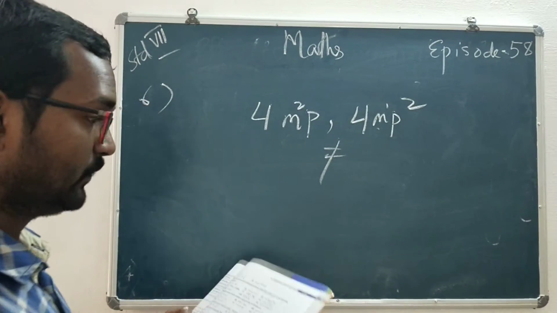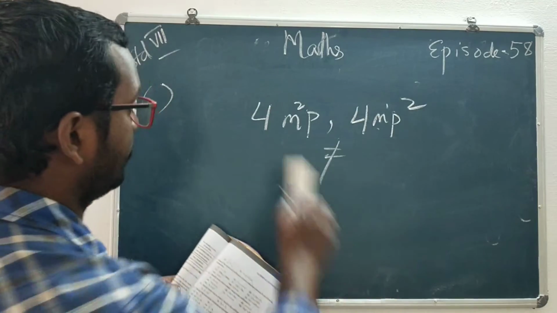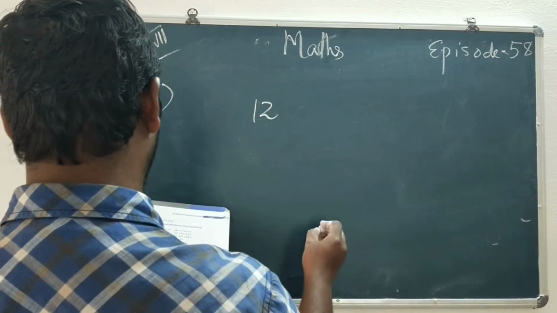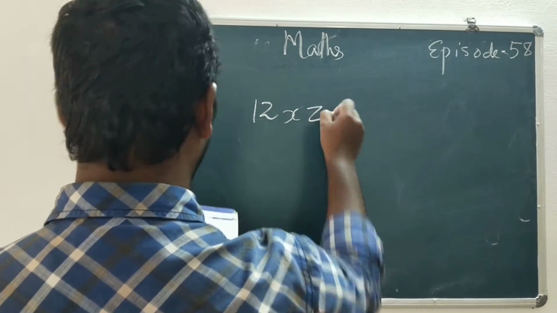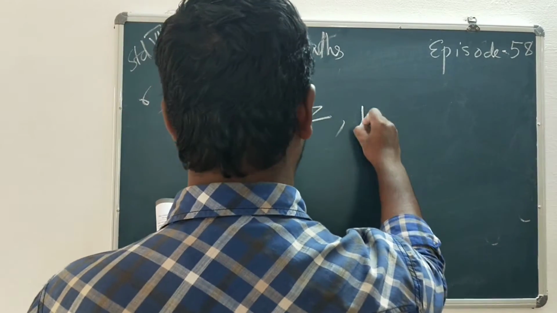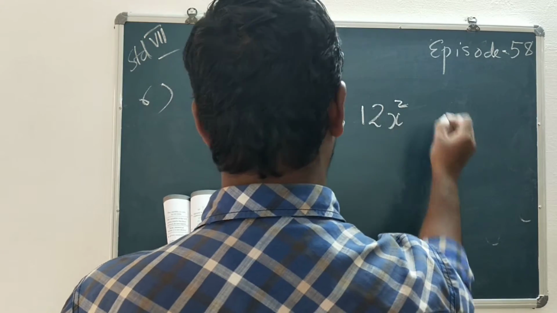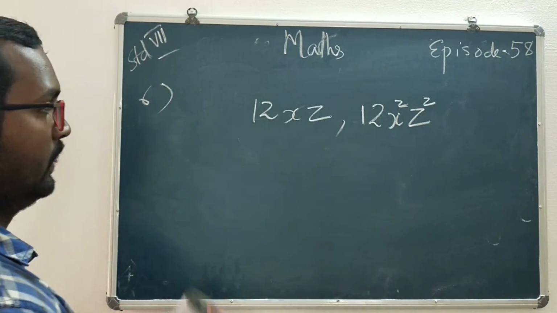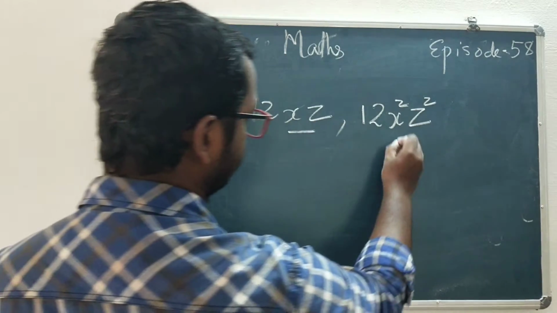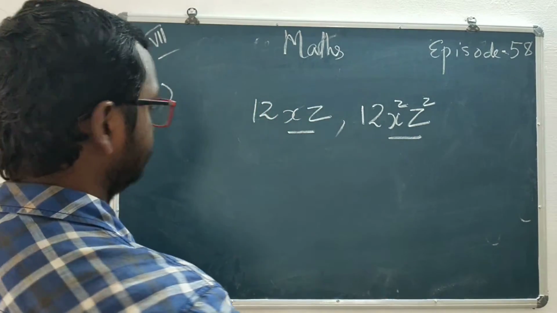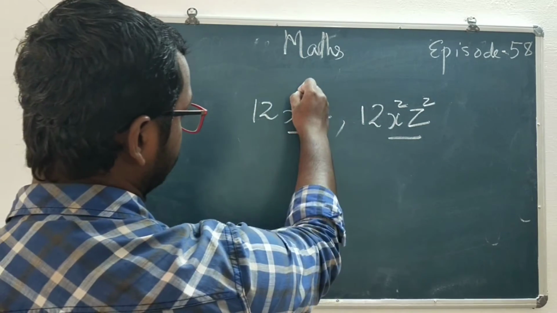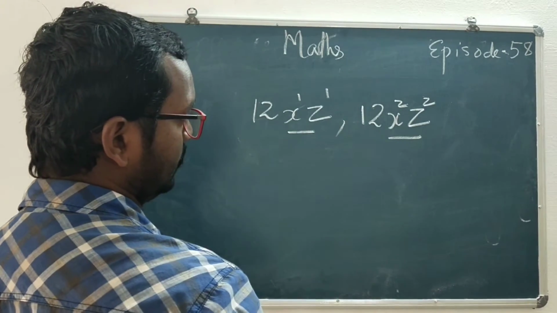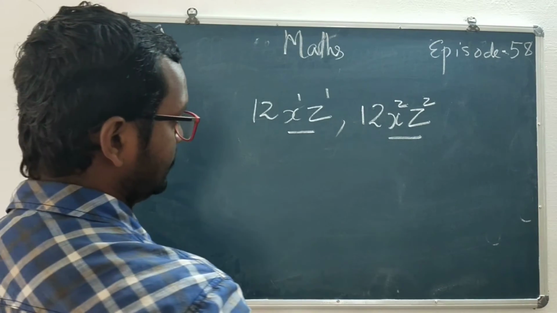Now look at the sixth one. 12xz, and then we will have 12 x square and z square. See, although the variables are the same, here the power of x is 1, here the power of x is 2. So these are not like terms, these are unlike terms.